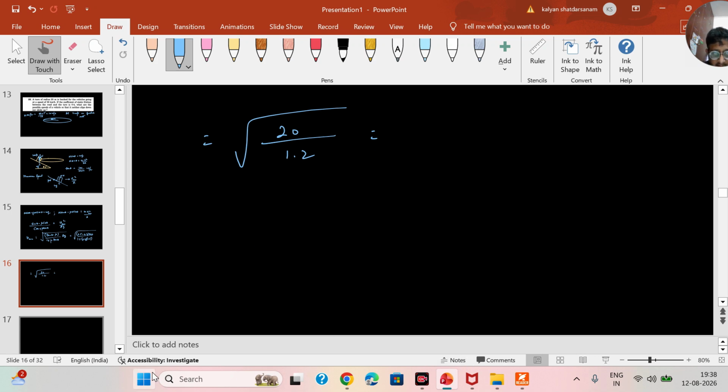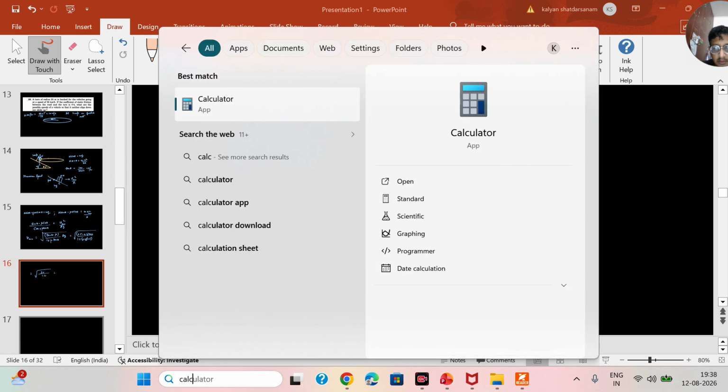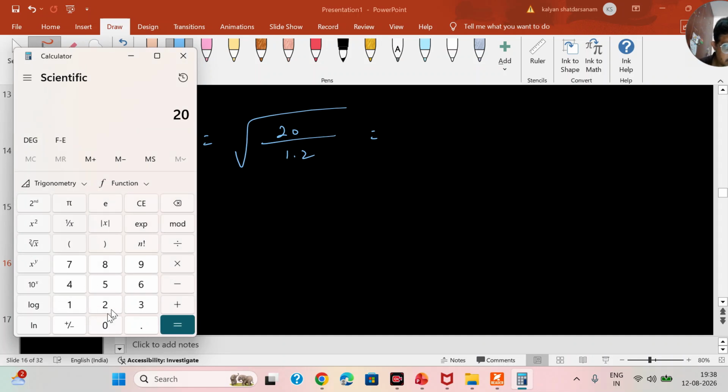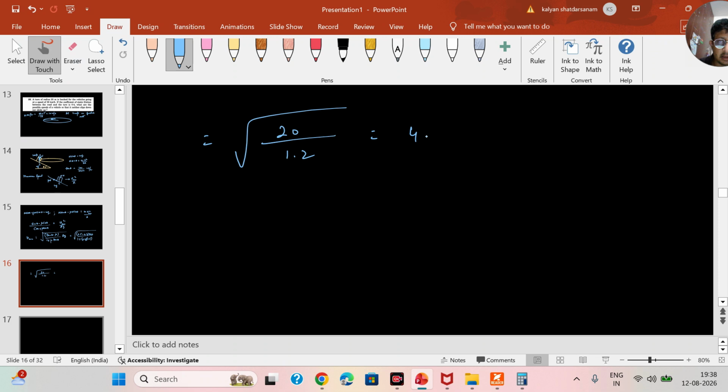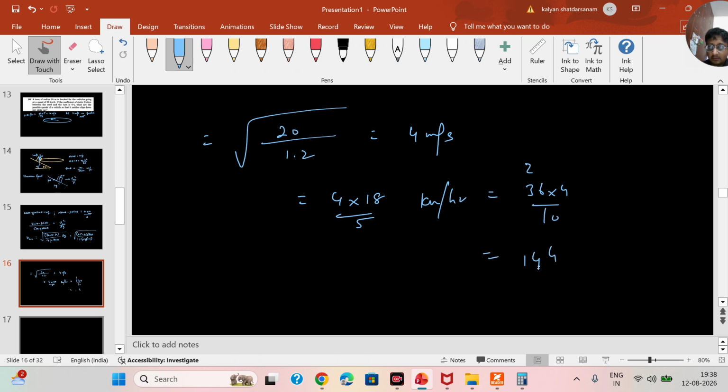So if I take my calculator, 20 divided by 1.2, square root, 4.08, approximately 4 meters per second. So in kilometer per hour, 4 into 18 by 5, so 36 into 4 by 10, 14.4 kilometer per hour. It shouldn't go lesser than this. If he goes slower than this, boom, he will slide down. 14.4. Let's get the maximum speed.